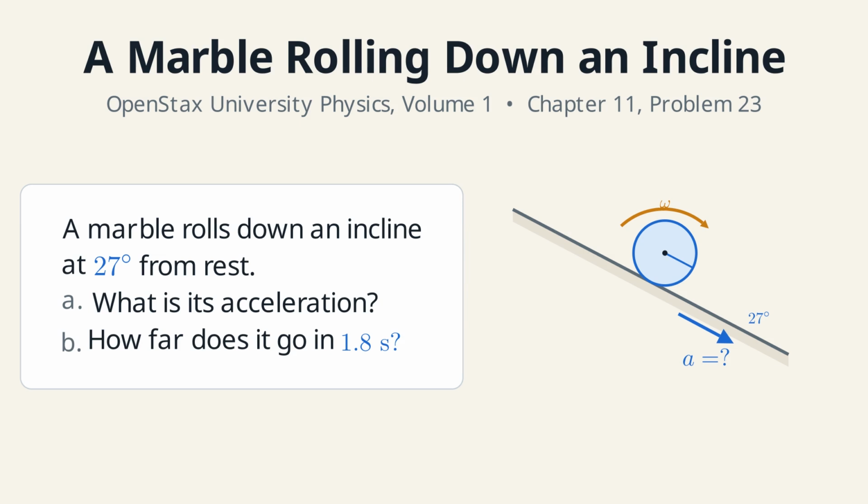The word rolls is essential. This is not simply a sliding object. The marble both translates down the incline and rotates about its center.